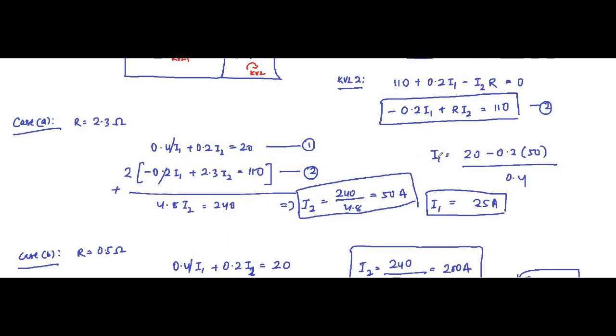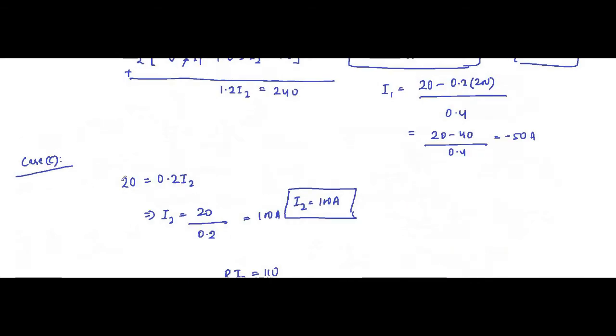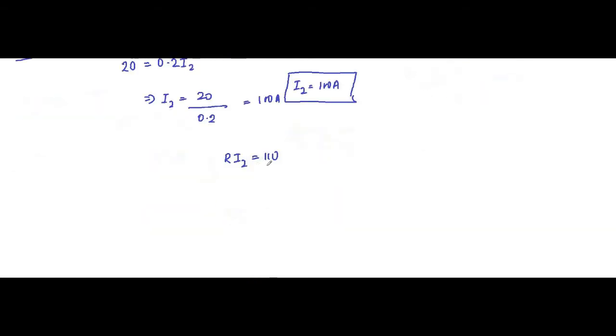Why? Because I1 is 0, so the term minus 0.2 I1 will become 0, that is the condition. I1 is equal to 0, this is case C, isn't it? So R I2 is 110, I2 is 100, that implies 100 R is equal to 110, that implies R is equal to 110 by 100, which is equal to 1.1 ohm. R is equal to 1.1 ohm.